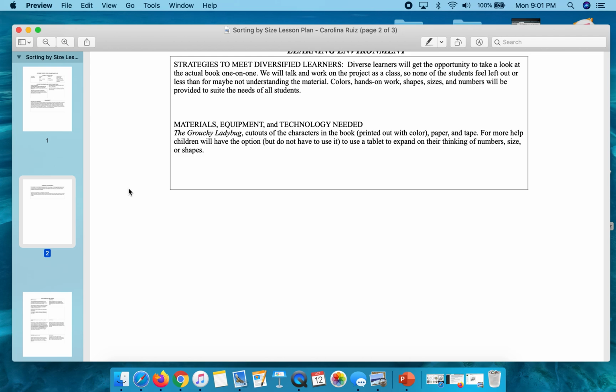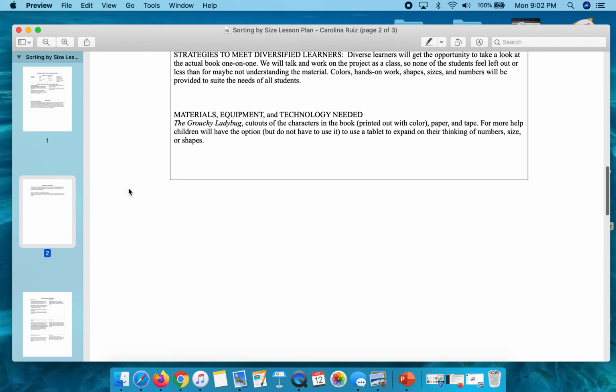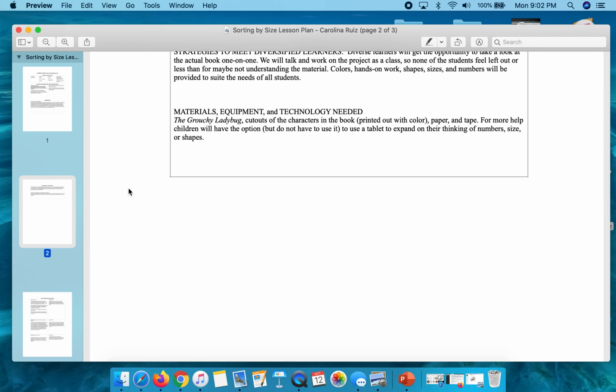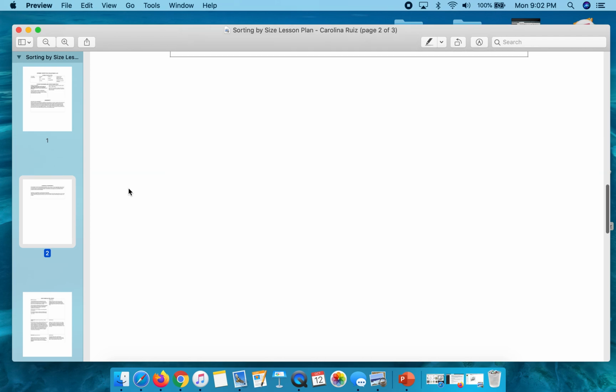Materials, equipment, and technology. So we're going to need the book, the cutouts of the characters in the book, printed out with color just because this sparks children's imagination, paper and tape for some. So this is not really necessary, but I think that using some kind of tablet or computer would be useful for students if they need further help regarding the organization of numbers, shapes, or size.